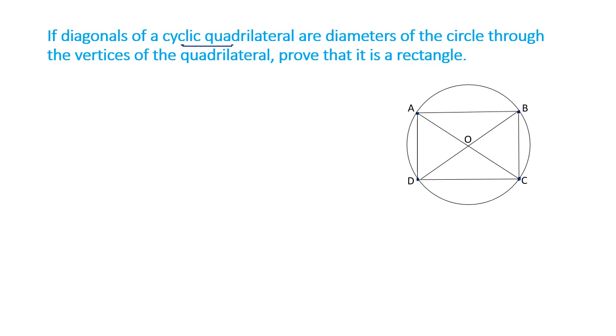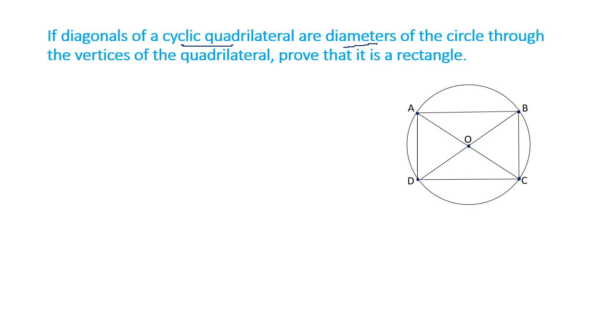We know in a cyclic quadrilateral the opposite angles are supplementary, means angle A and angle C should be 180 degrees and angle B plus angle D should be 180 degrees. But we are not supposed to find the angles here. We are told the diagonals are diameters. Now what does diameters mean? Diameters means passing through the center. So it is passing through the center O.